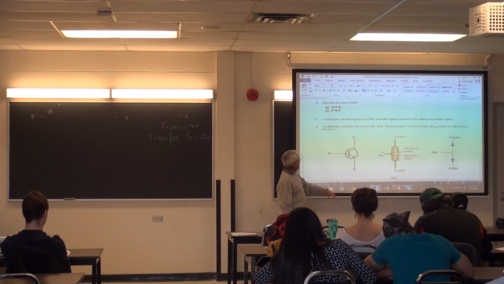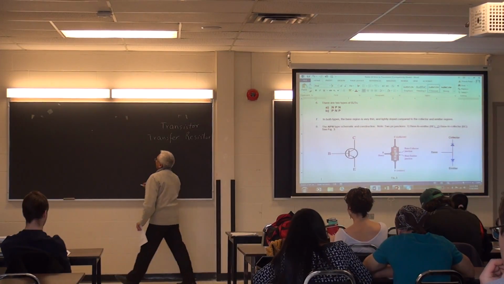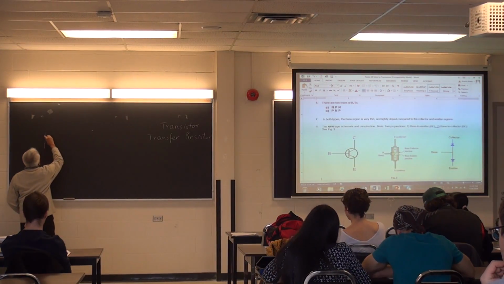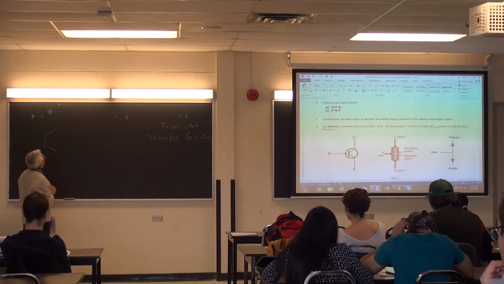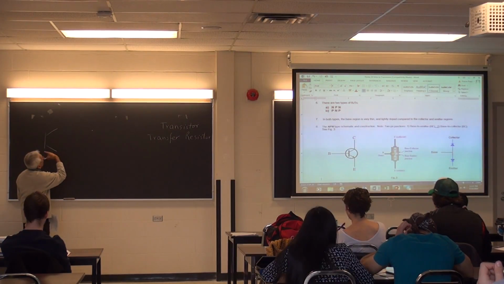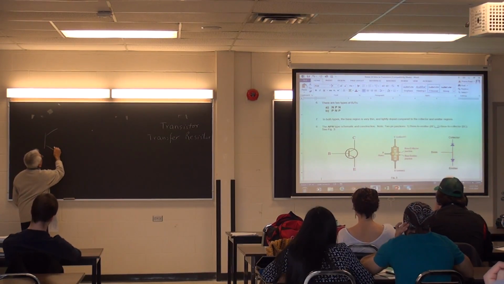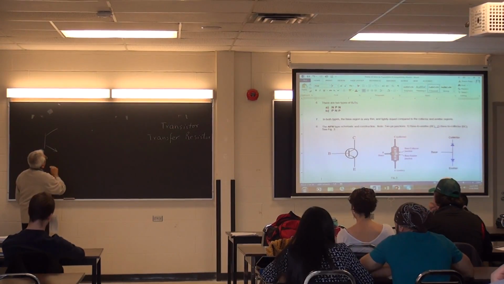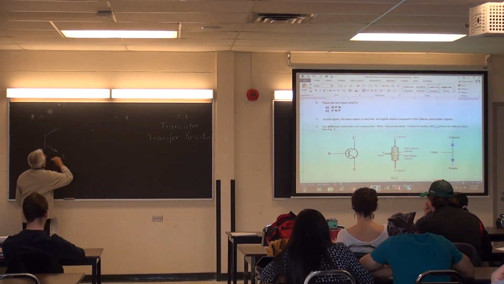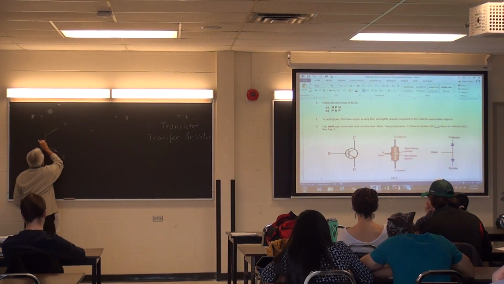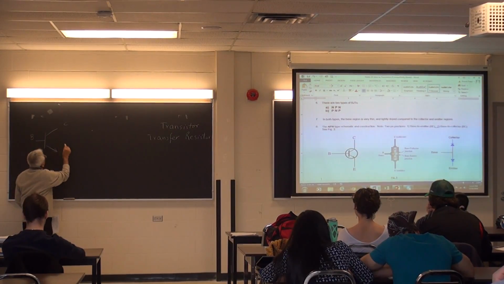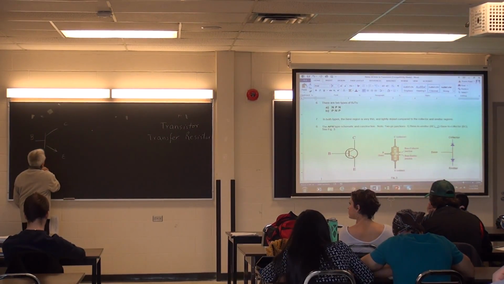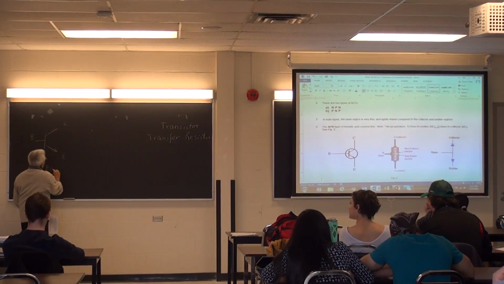Okay, and this is the schematic. The schematic looks like a flat line, and then you show two lines and an arrow, and to differentiate the two, we put the arrow on the emitter. The other one is the collector, the one in the middle is the base. And when the arrow is pointing out, we call that the NPN type.